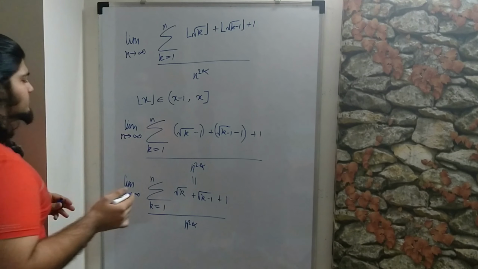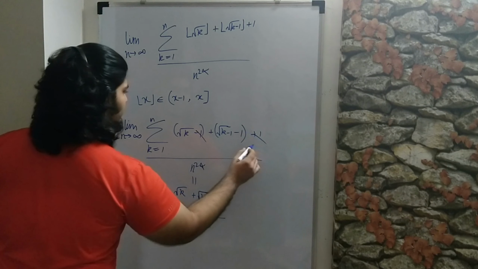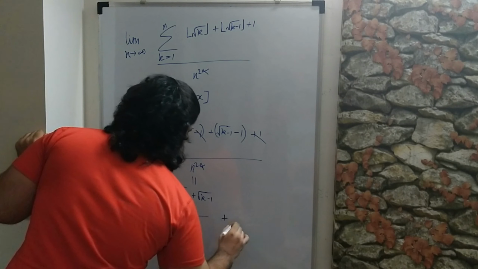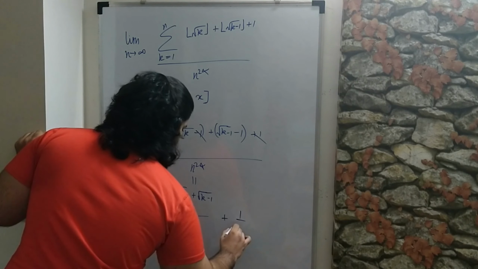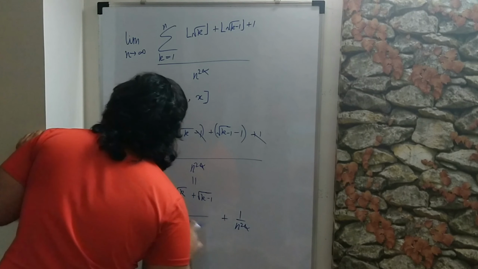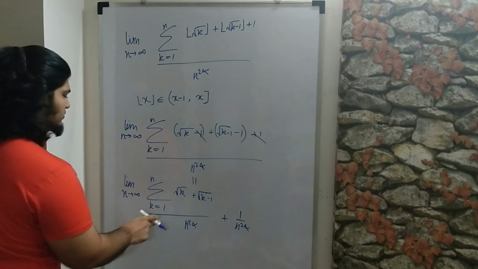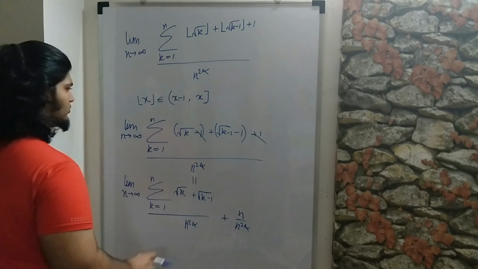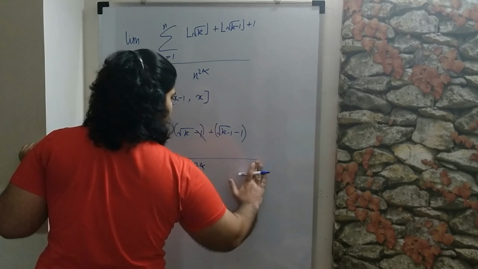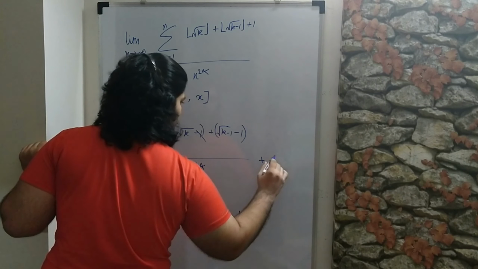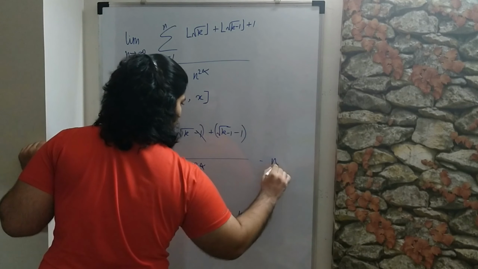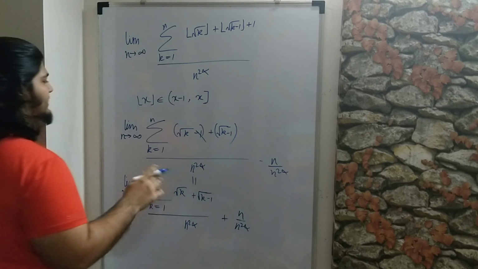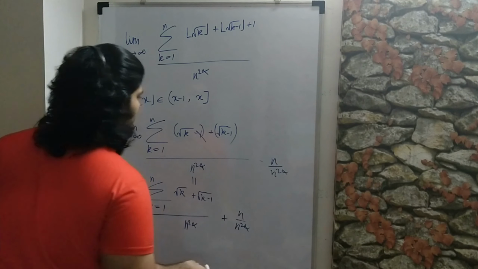It's pretty simple now. We can cancel out this, and then we'll separate out this plus 1 over here. So I'll write it as plus 1 over n to the 2 alpha, but the plus 1 was inside the sum, so this will become n over n to the 2 alpha, and similarly this will become minus n over n to the 2 alpha, and we'll remove that. So basically what I did is I combined all the ones together.